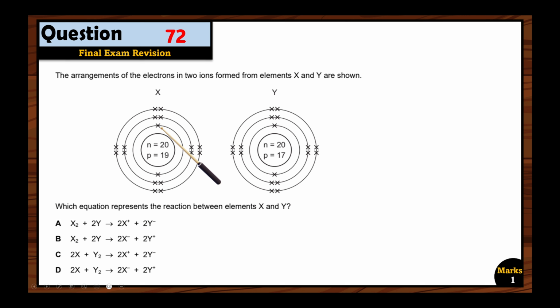So 16, and then you have 17 and 18. Total 18 electrons you have. But the protons are 19. What does it mean? It means one electron has been lost already, right? So this one is a positive ion.